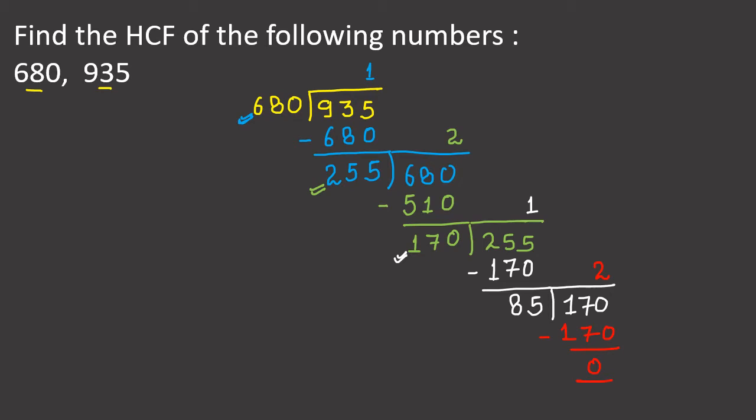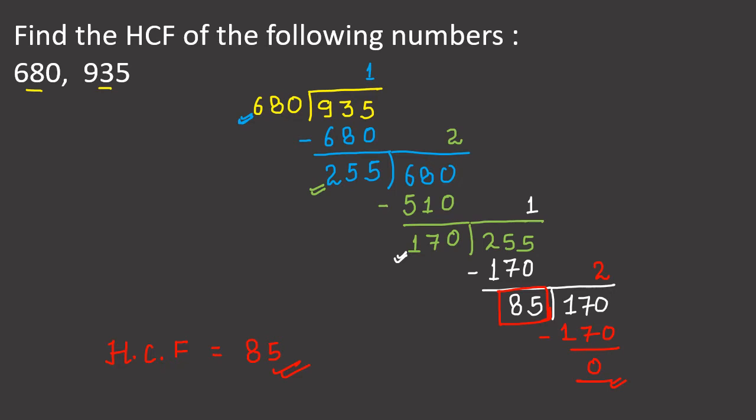So at this stage, when you get the remainder equal to 0, you have to stop here and find the last divisor. Here the last divisor is 85. So you have to find the last divisor, and this last divisor will be the HCF of the numbers. So HCF of 680 and 935 is 85.